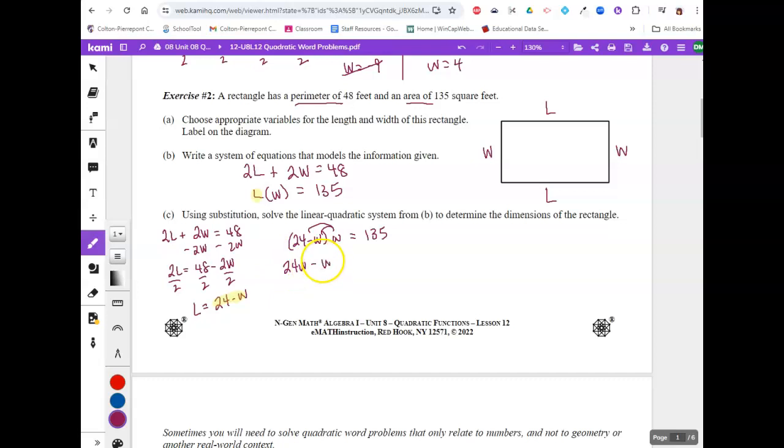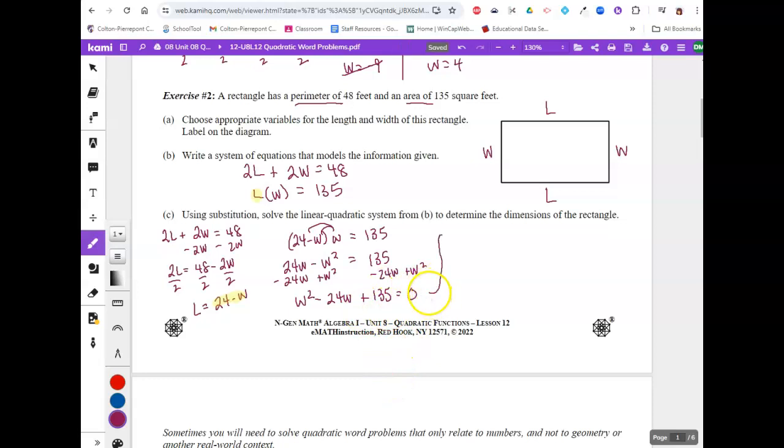24w minus w squared is equal to 135. All right, so this is a quadratic equation. We want it equal to 0, but we also want a positive w squared. So I'm going to move this stuff over to the other side so that I have a positive w squared. Makes your life much easier. And I'll put it in standard form once I get it written over here. So in standard form, this would be w squared minus 24w plus 135 is equal to 0.